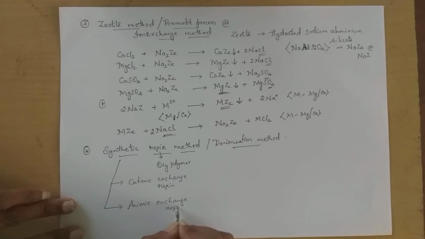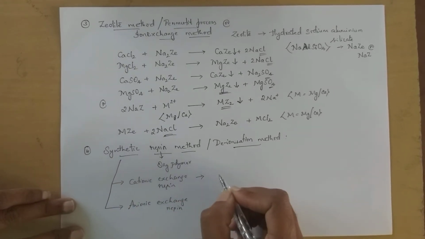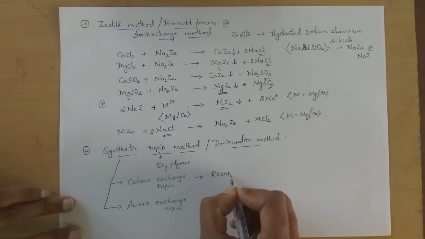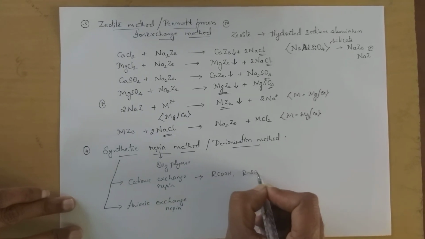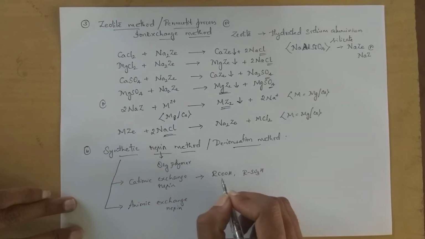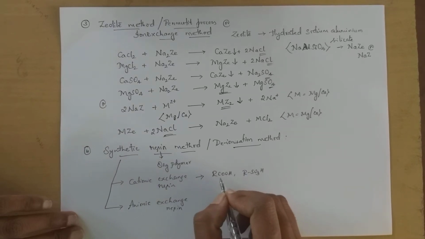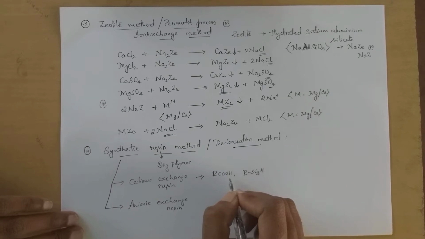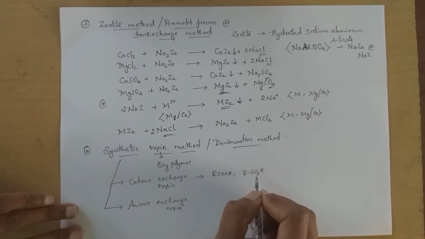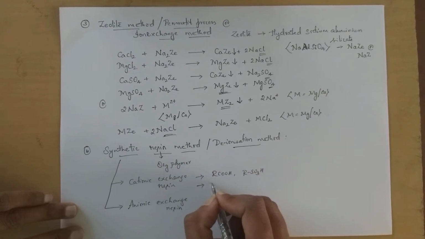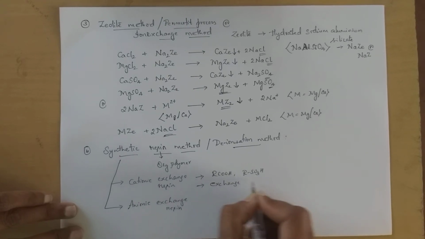Firstly we have the cation exchange resin. It contains a functional group, RCOOH or RSO3H. Cation exchange resin is an organic polymer which contains the functional groups RCOOH and RSO3H, that is, carboxylic acid and sulfonic acid. This cation exchange resin has the capacity to exchange cations.